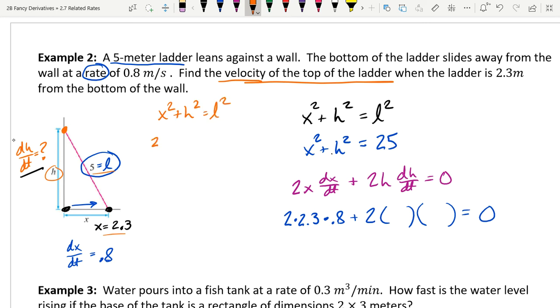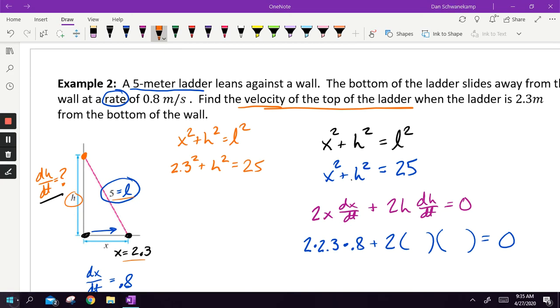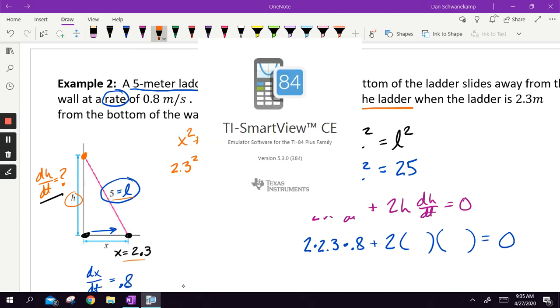All right, I know this is 2.3 squared plus h squared equals 25. Let me break out my calculator. So we're just solving. We need h because I can't have 2 missing things over here in this equation. So I got to do a little bit of work here. Sorry, should have had this loaded already, but you know me.